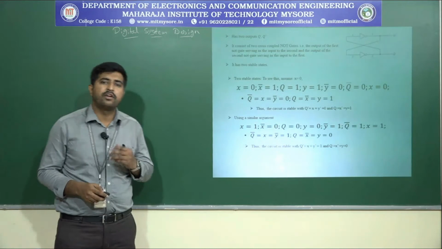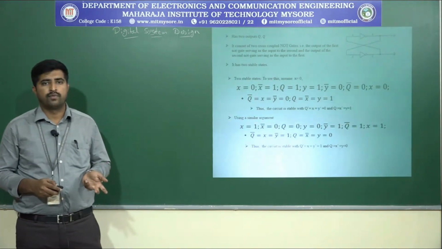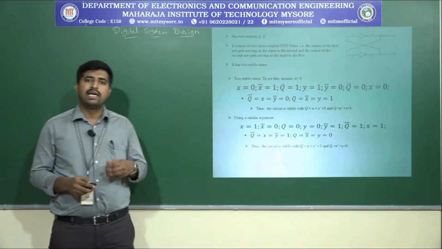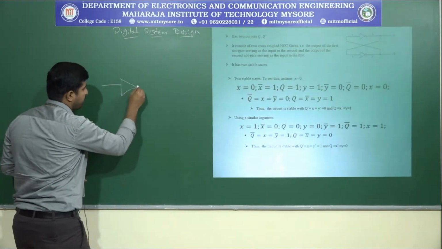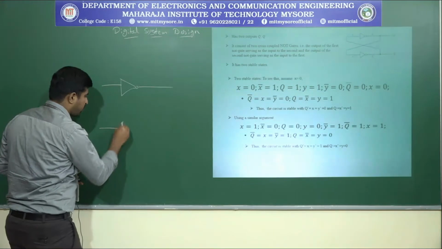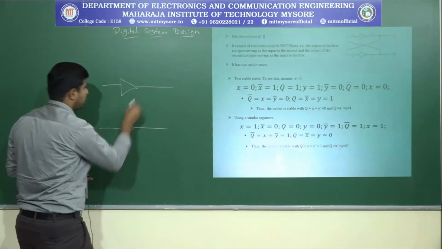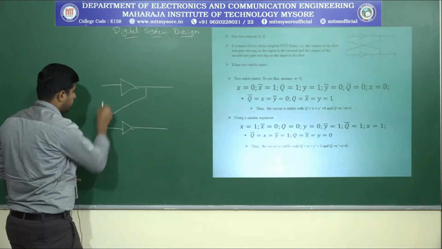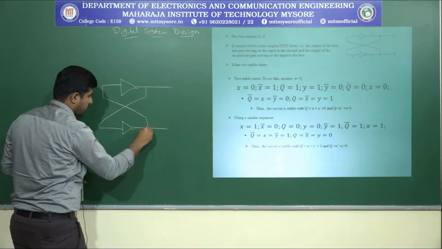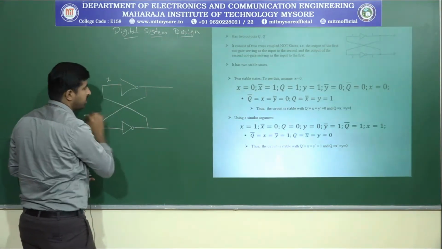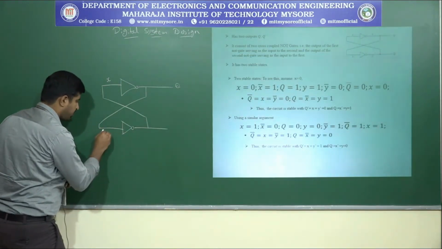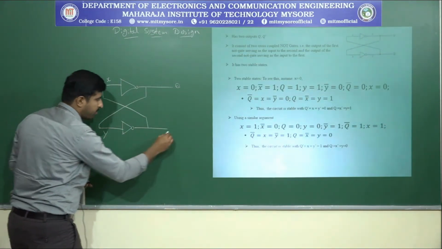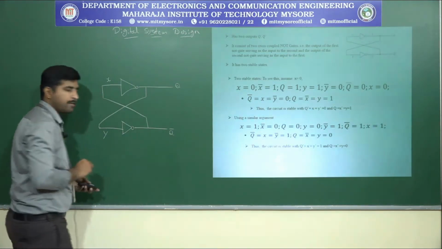It has 2 stable states. So what are the 2 stable states? Let's understand that one, so I will write it here. We have one NOT gate and another NOT gate, and these are cross coupled. The input for the first NOT gate is X and the output is Q, and the input for the second NOT gate is Y and the output will be Q bar.